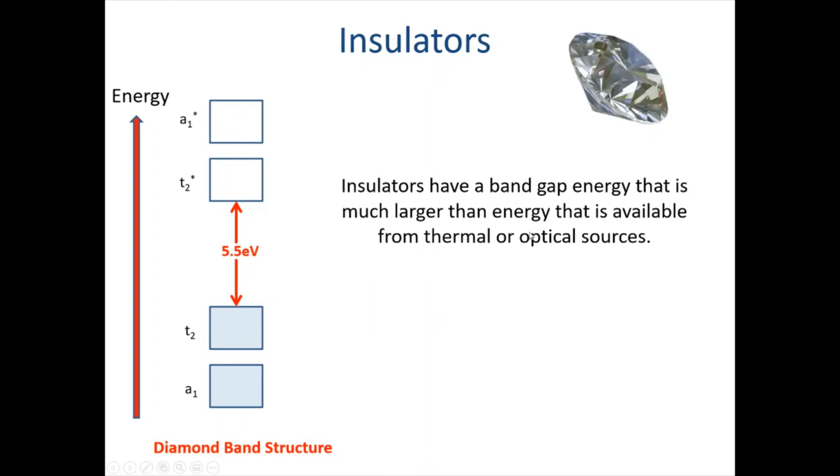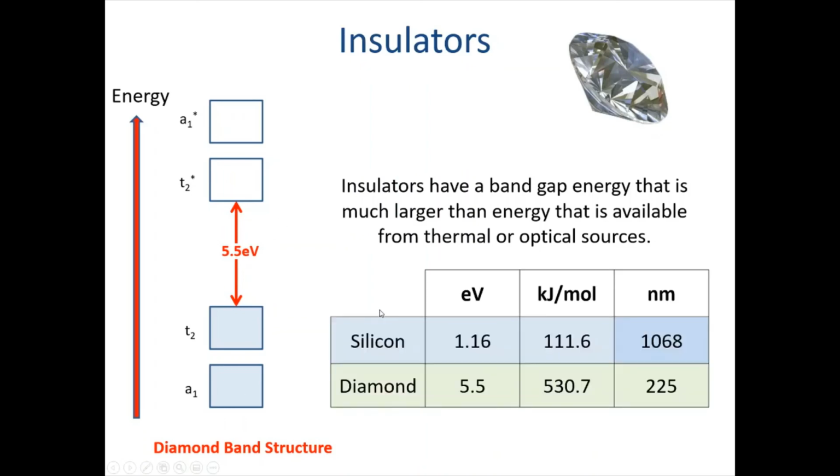So most thermal or optical sources wouldn't be enough energy to kick an electron up into the conduction band. So these things will never conduct unless you hit it with some kind of really super high energy radiation. And you'll never get a partially unfilled band. So that's why they're insulators. So semiconductors will conduct, but only with help, light or heat. Insulators will never conduct because the band gap is too big.